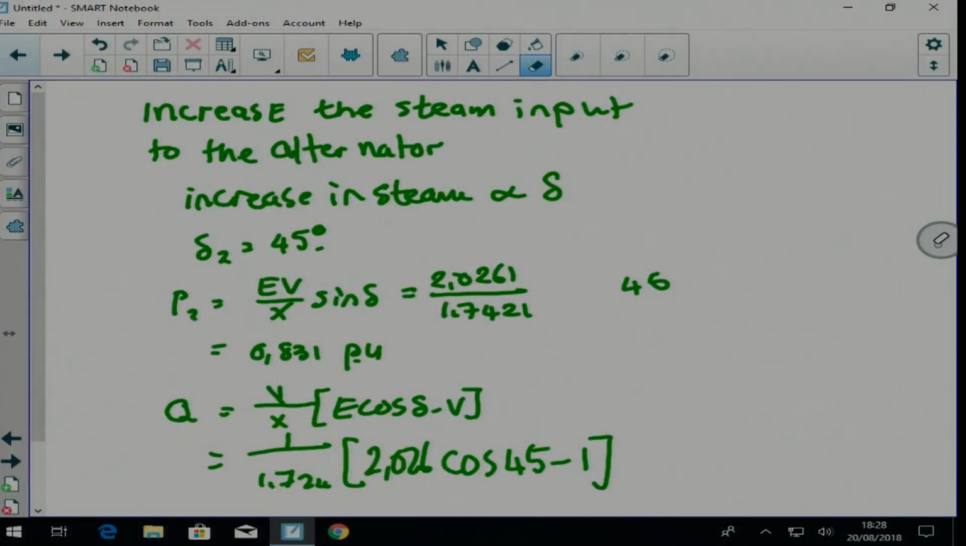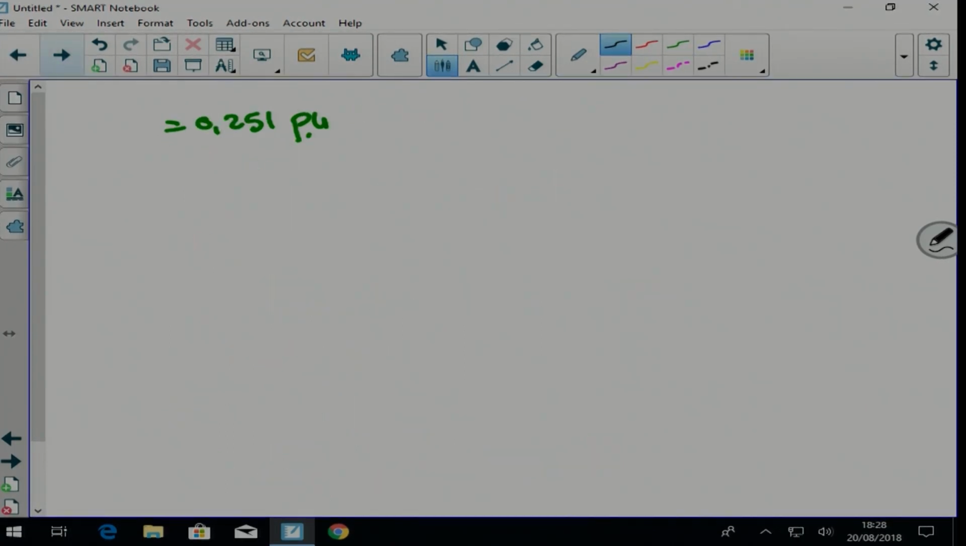Let's change it to sine, if that makes you happier. That was just a misprint. Okay. So where can we see here changing the steam input? The biggest change is in the real power.